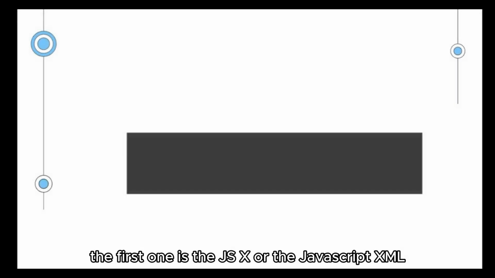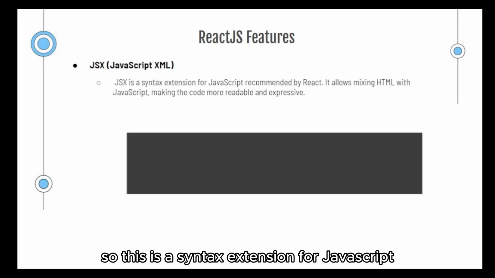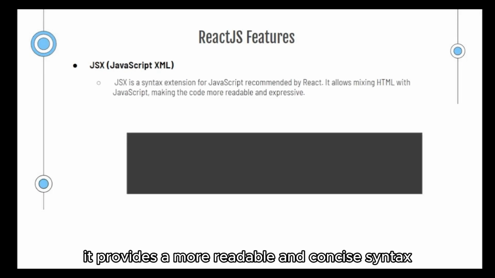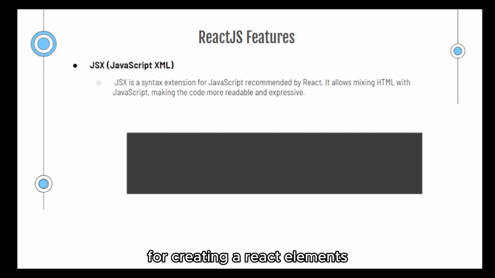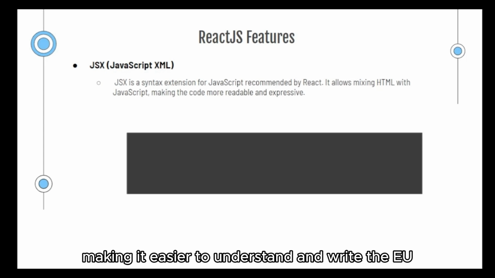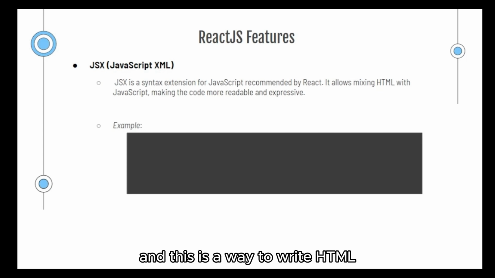The first one is the JSX or the JavaScript XML. So this is a syntax extension for JavaScript recommended by React. It provides a more readable and concise syntax for creating React elements. It looks similar to HTML, making it easier to understand and write user interface components. And this is a way to write HTML-like code directly within JavaScript, blending the two together.